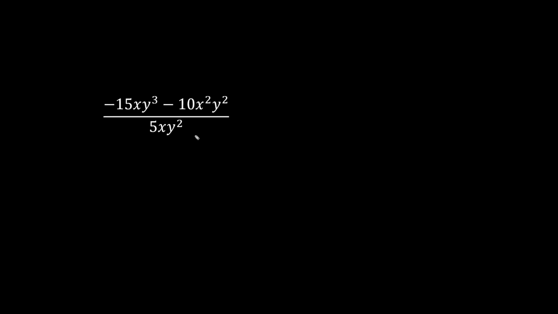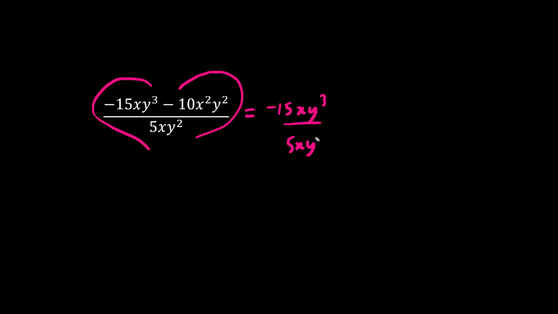Again, we have this pattern, the heart of love. So we draw a nice heart here, and we split this into two terms. We have negative 15 xy cubed over 5xy squared, and there's a minus sign here, so we go minus 10x squared y squared all over 5xy squared.